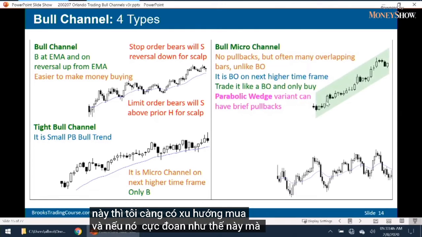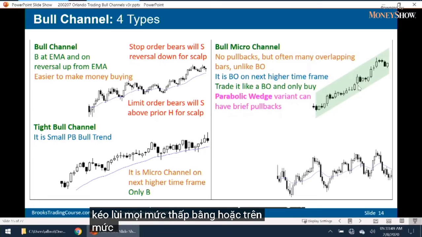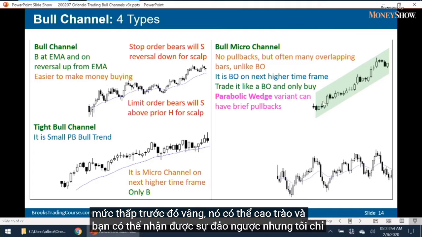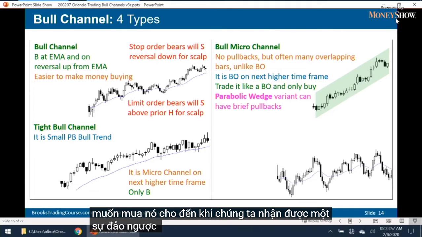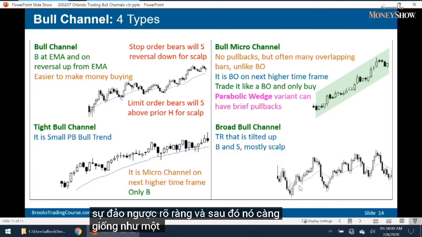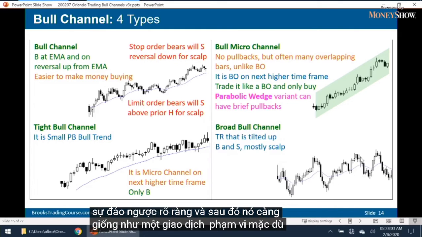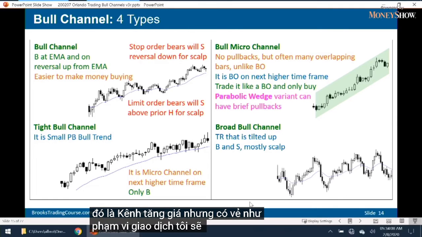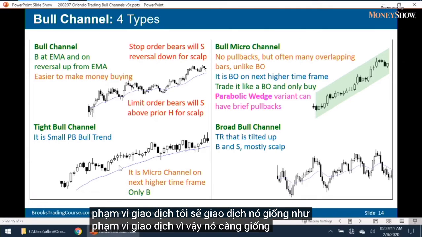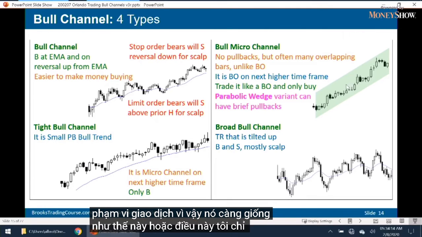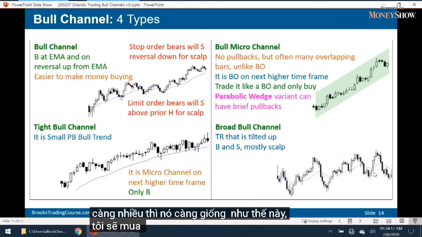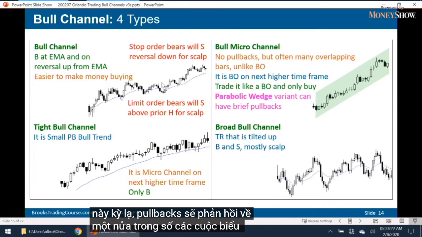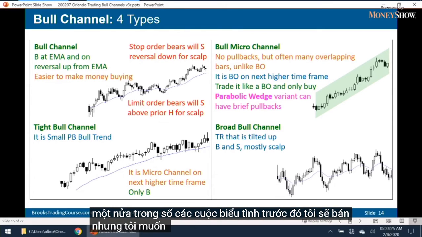And if it's extreme like this with no pullbacks, every low at or above the prior low, yes, it can be climactic and you can get a reversal, but I'm only looking to buy that until we get an obvious reversal. And then the more it looks like a trading range, even though it has higher highs and higher lows, yes, it's a bull channel, but it looks like a trading range. I'm going to trade it like a trading range. So the more it looks like this or this, I only want to buy. The more it looks like this, I'll buy or sell. And if it looks like this, where the pullbacks retrace about half of the prior rallies, I will sell, but I'd rather buy.